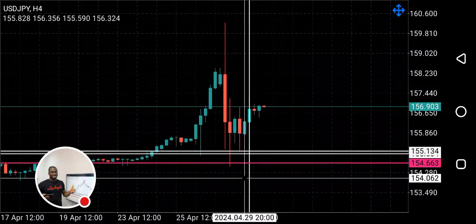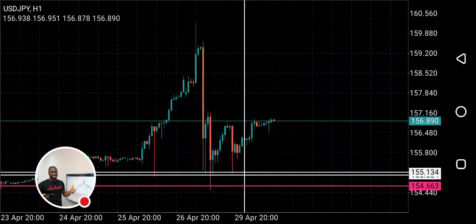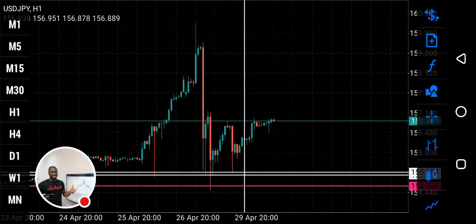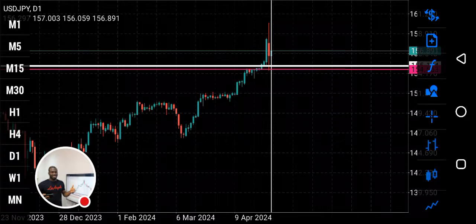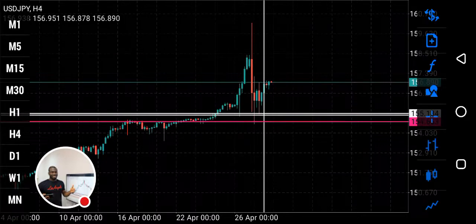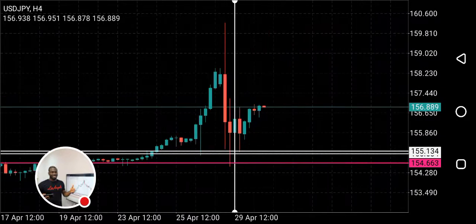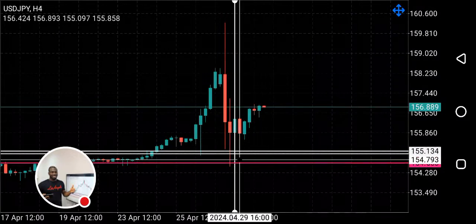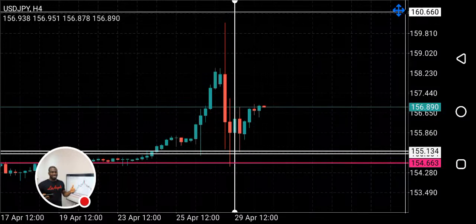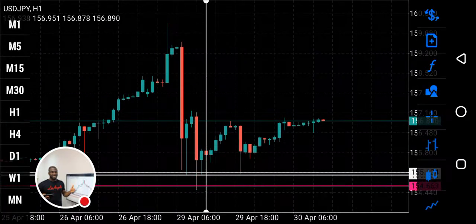But let's go down to 1 hour. We have a very good pattern on 1 hour. On 4 hour, this was the candle that tested this resistance turned support. So let's go to 1 hour and see the pattern that formed after the formation of that candle. You can see the pattern we have here.